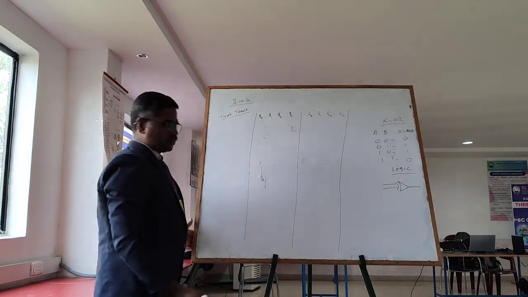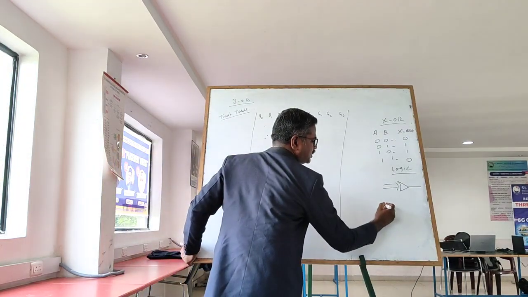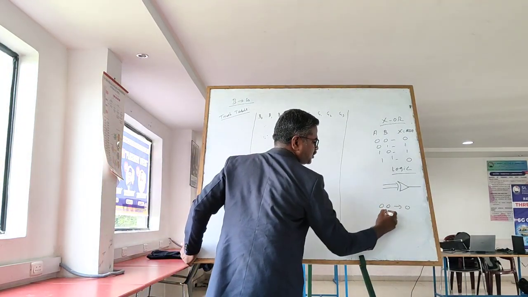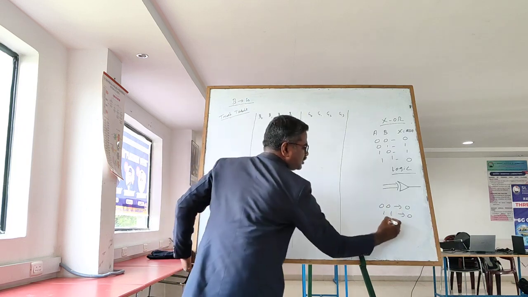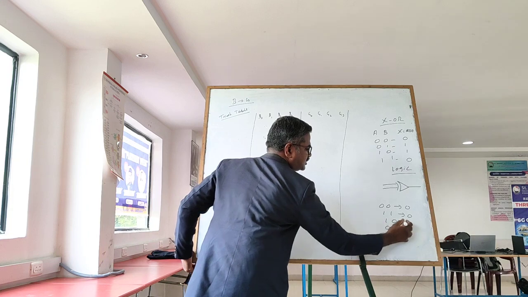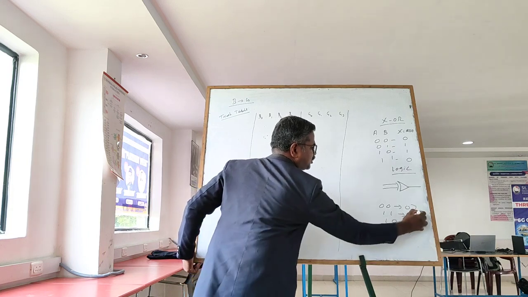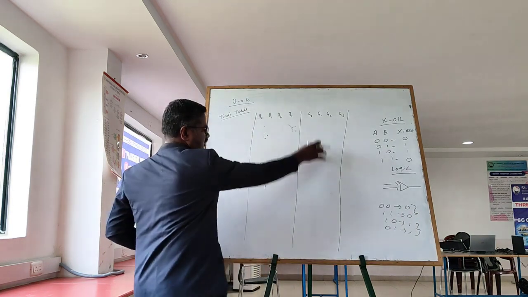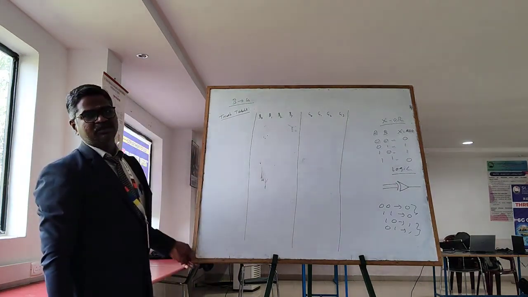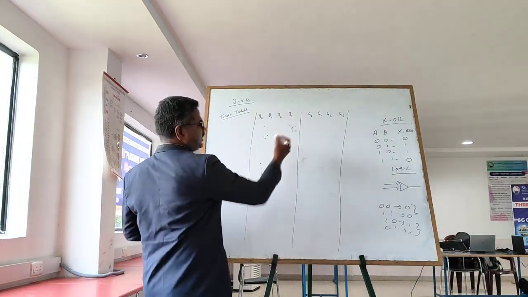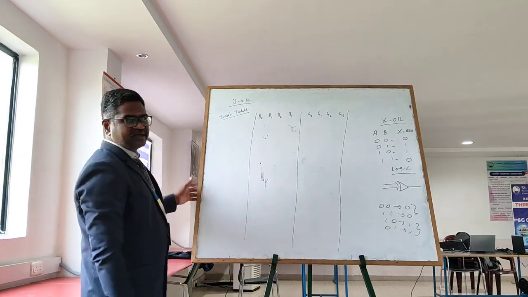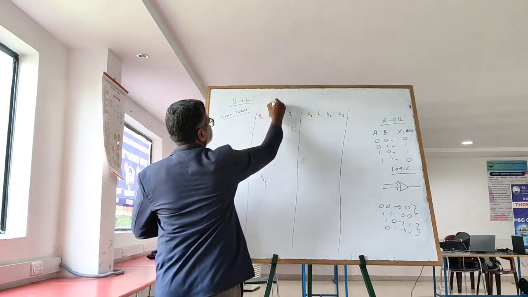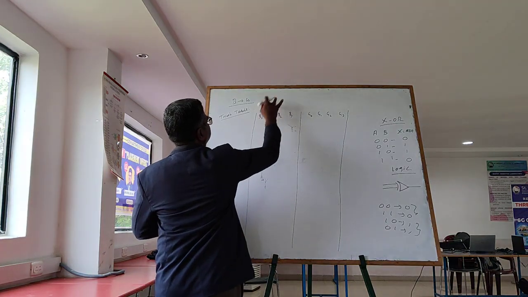By applying the rule: what is the rule? If both inputs are the same, the output is 0. If both inputs are different, the output is 1. We are going to apply this formula to get the final outputs G0, G1, G2, G3. So let me write the 8421 code. Based on the code, we have to fill the left hand side in binary format and the right in gray format. This is binary.